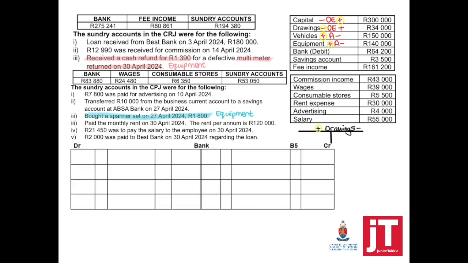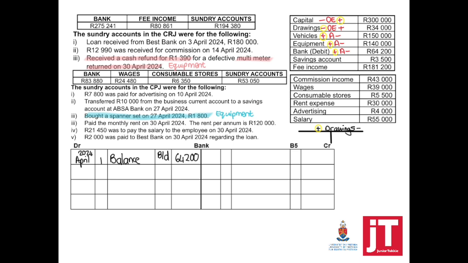Next, we've got bank. Bank, it specifically said it has a debit balance, and that is important because if bank has a debit balance, it means that it's regarded as a current asset, which will increase on the debit side and decrease on the credit side. This means that my opening balance will appear on the debit side on the 1st of April 2024.